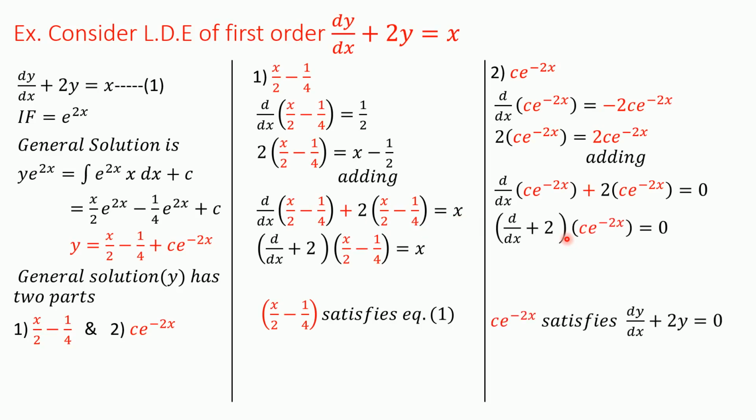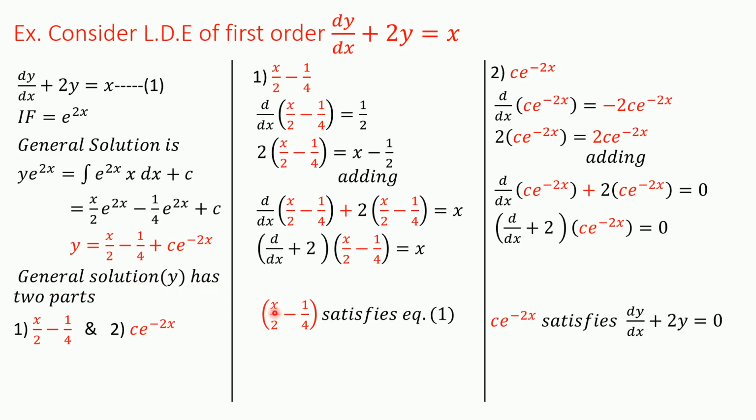This tells us that c e^(-2x) satisfies the differential equation dy/dx + 2y = 0. Now what is the relation between this differential equation and the original differential equation? Here the right-hand side is 0. In the original differential equation we have this f(x), a function of x. Now it is 0 here. So the second part, c e^(-2x), is basically a solution of the homogeneous part of the differential equation. When f(x) is equal to 0, we call this a homogeneous differential equation.